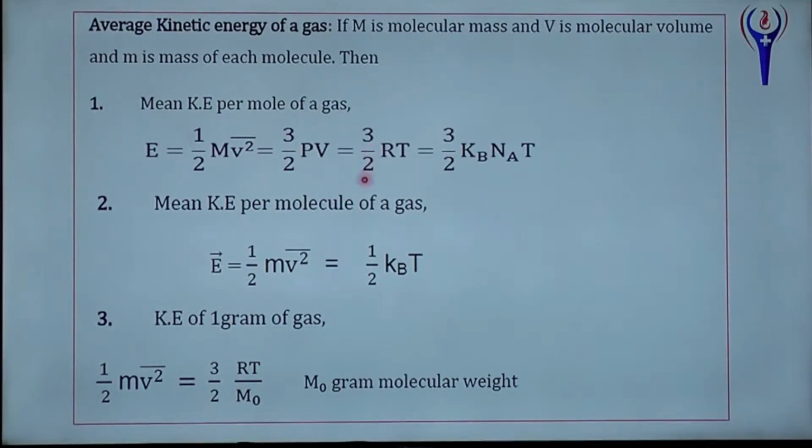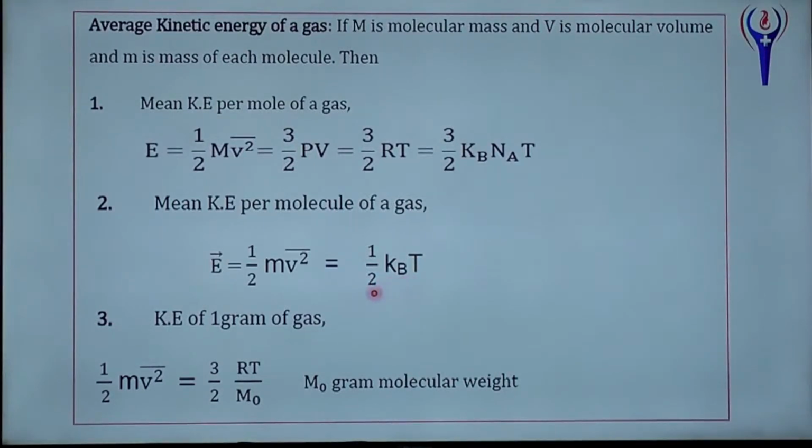Also equal to 3 by 2 RT. What is R? Gas constant. T, absolute temperature. R equal to k into N, or kB into Na. k is the Boltzmann constant, Na the Avogadro number. And mean kinetic energy per molecule of a gas E equal to half m v bar square, where v bar square is the mean square of the velocity, equal to 3 by 2 kB T.